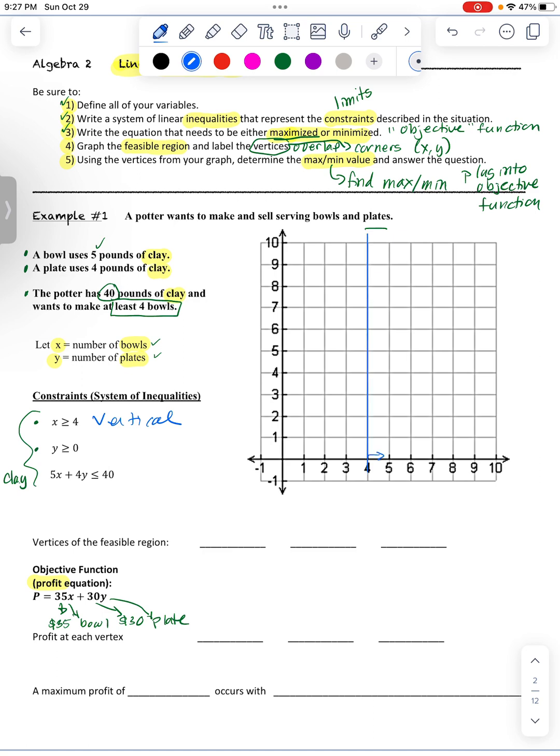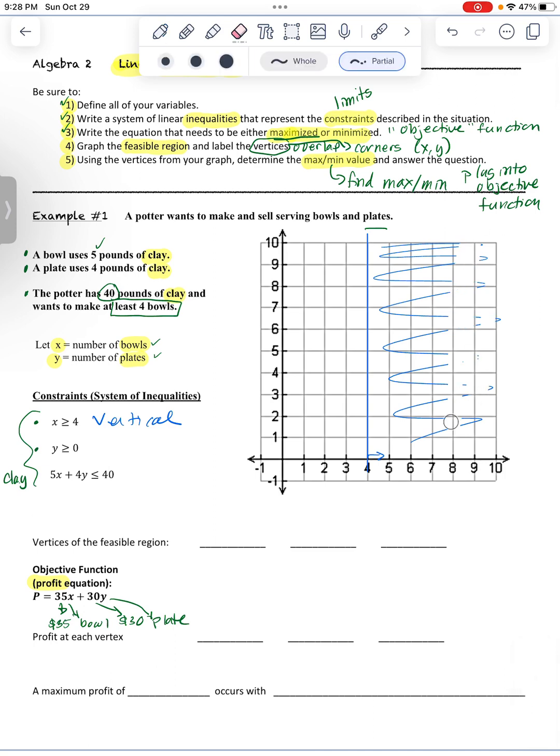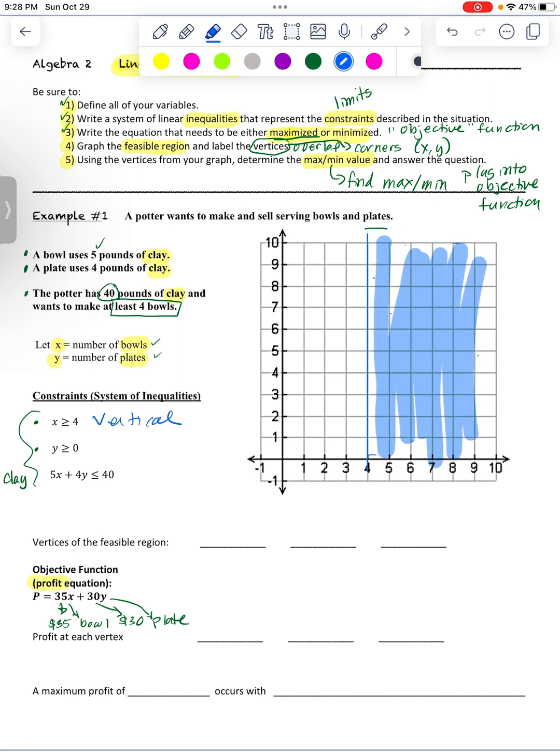I'm not going to do all my shading quite yet. Well, I guess I can. So if I shade this all in to the right, anything to the right of that has x's greater than 4. So I can make 5. And actually at some point I won't be able to keep going. I'll run out of clay. But for right now, I'm going to just shade off to the right of this. So over here, I'm making more than 4.